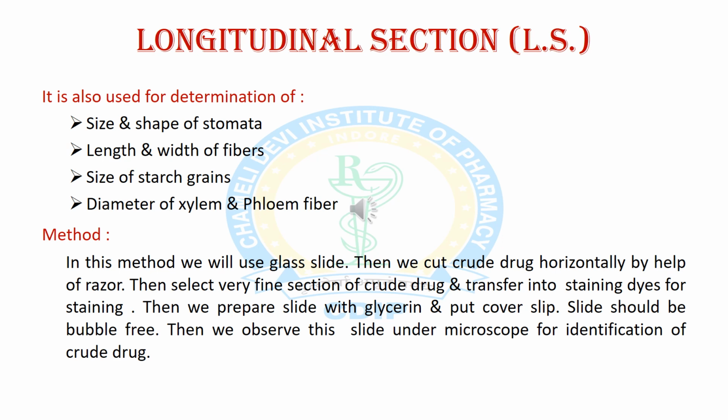Next method for microscopic evaluation of crude drugs is preparation of longitudinal section of crude drugs. This method is also useful for determination of size and shape of stomata, length and width of fibers, size of starch grains, and diameter of vascular bundle. What is the method for preparation of longitudinal section? It is similar to preparation of transverse section, but in this method we cut the crude drug horizontally rather than vertically.